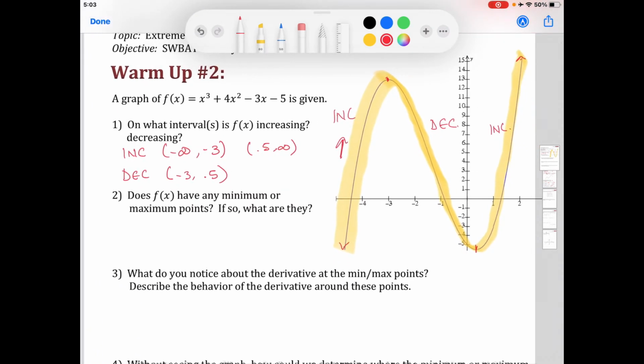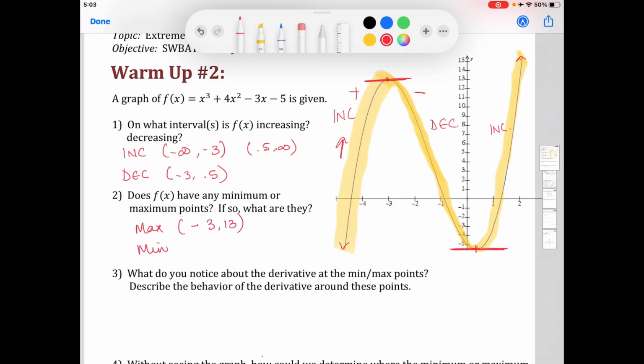Now it's asking us, does f of x have a minimum or maximum point? If so, what are they? Minimum and maximum have to do with wherever your slope, or your first derivative, is equal to 0. So those are two places. And if you look, your slope is going from positive to negative. When it goes from positive to negative, you have a max. So your max is at negative 3, 13.